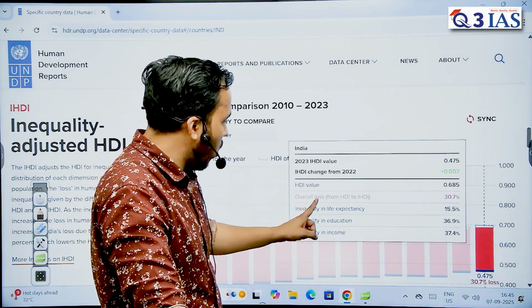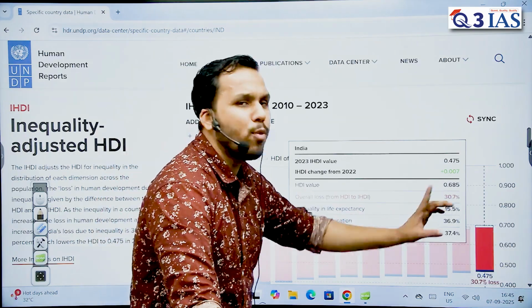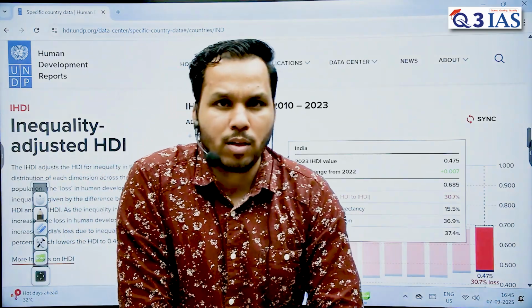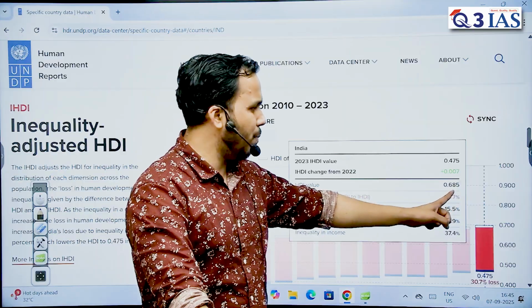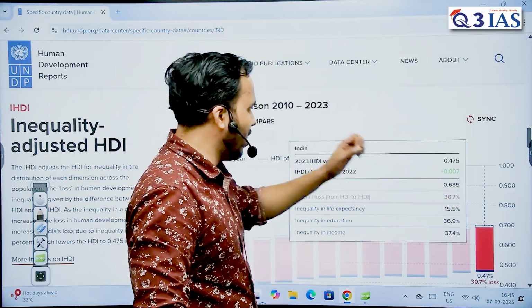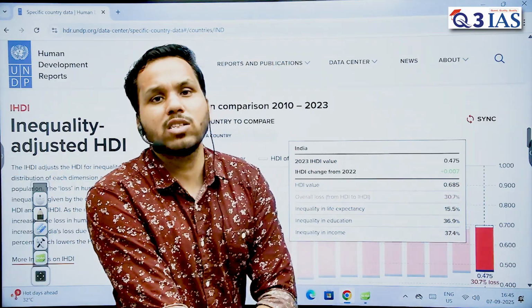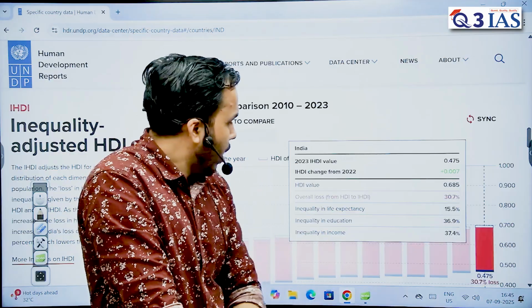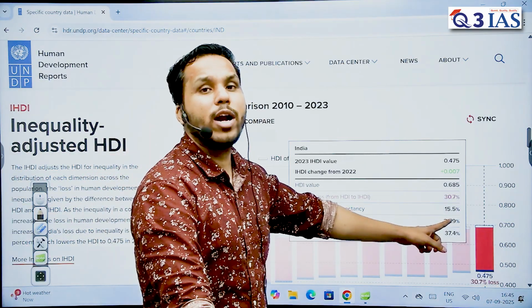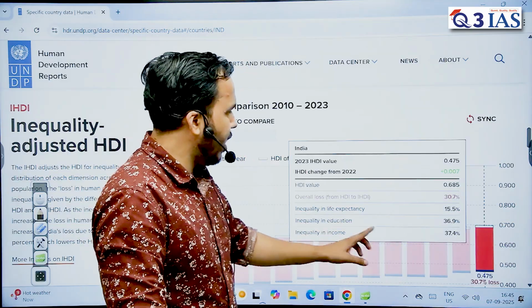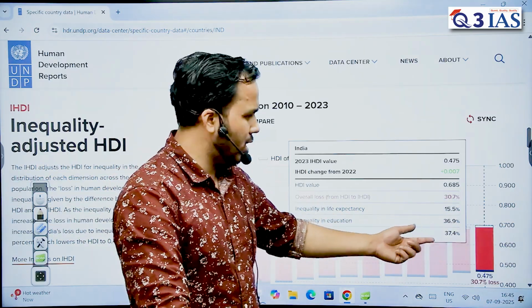If we talk about the overall loss, we find 30.7% loss here. And when we reduce the 30.7% loss, what will be the value? That will be 0.475%. And inequality in life expectancy is 15.5%. Inequality in education is 36.9%.